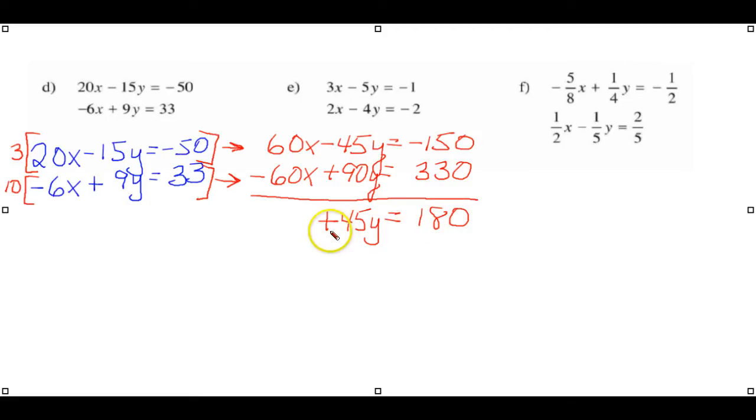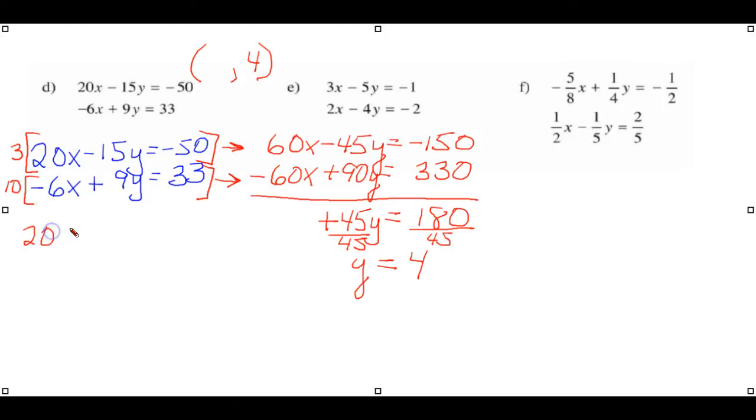Now when you divide both sides by 45, now sometimes you could write it out and sometimes you could do it mentally, that's fine. You get y equals 4. So you now have one of your members here, your y. Now here you want to use the original equation. That gives you less chance of making an error. And which one do you want to use? Well, let's use this first one.